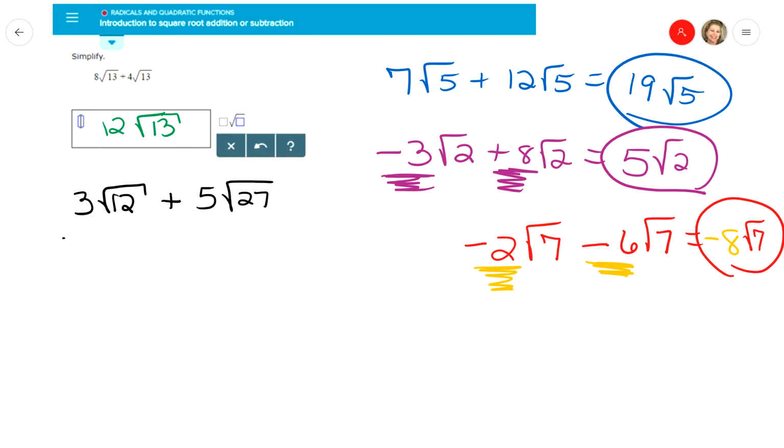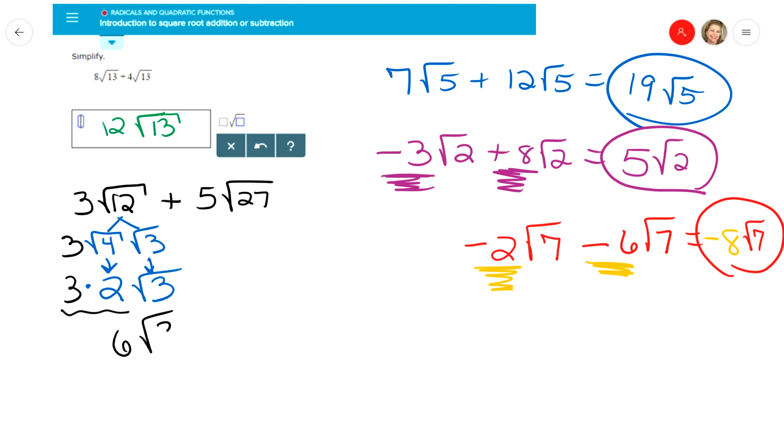But my square root of 12 can be broken down to be the square root of 4 times the square root of 3. The square root of 4 becomes a 2, which you would then multiply times the 3 that's in front of it. And I can't take the square root of 3, so I leave it, which means when I multiply this, I get 6 square roots of 3. So I started with 3 square roots of 12, and this simplified to be 6 square roots of 3.